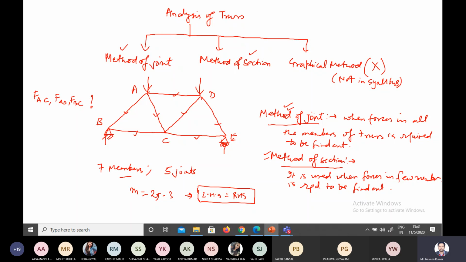Before that, I will just dictate some theory part that is very important. So write down the theory part. I will dictate here. Very simple theory.